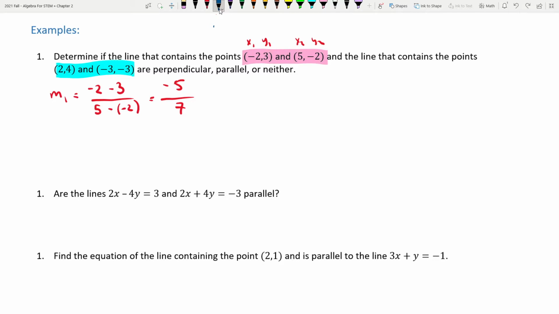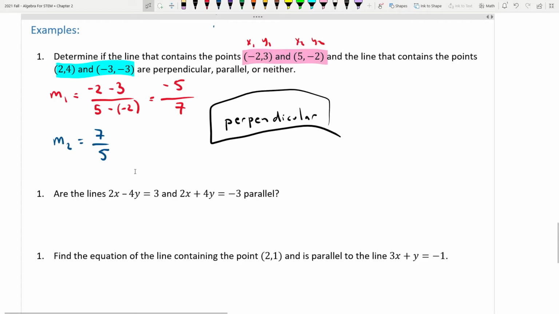When I calculate the slope of the blue line, M2, I get that it's equal to 7/5. These are negative reciprocals of each other. So that means these two lines are going to be perpendicular. Make sure for your notes you have how you calculated M2.